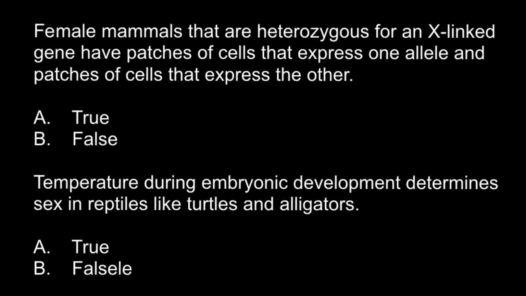In this video I have prepared two very easy true-false questions for you, and here is the first question. Female mammals that are heterozygous for an X-linked gene have patches of cells that express one allele and patches of cells that express the other allele. Is it true or false? If you're still confused which answer to choose, here's my explanation.